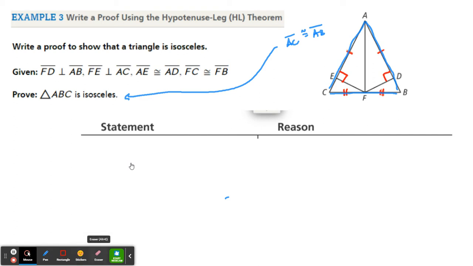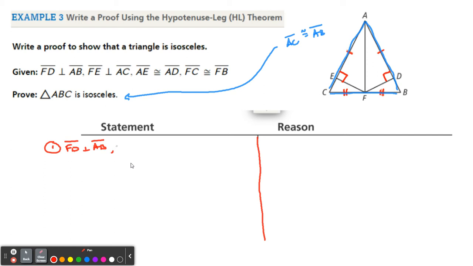Let's always start with our givens. And you're going to see me have to erase my writing here a little bit, because it's a long proof and I don't have enough room. So number one here, we were given that segment FD is perpendicular to AB. We were given that segment FE is perpendicular to AC. We were given that AE is congruent to AD. And we were given that FC is congruent to FB. That was all given to us, and we marked it together up there.